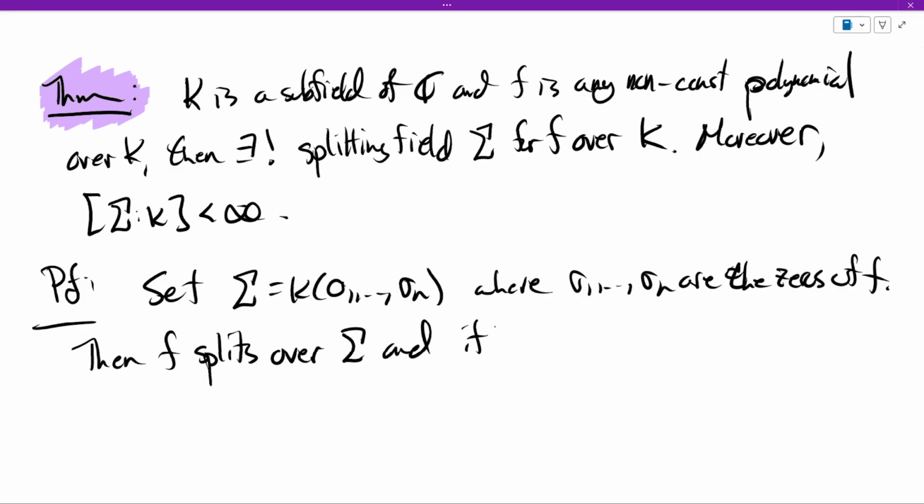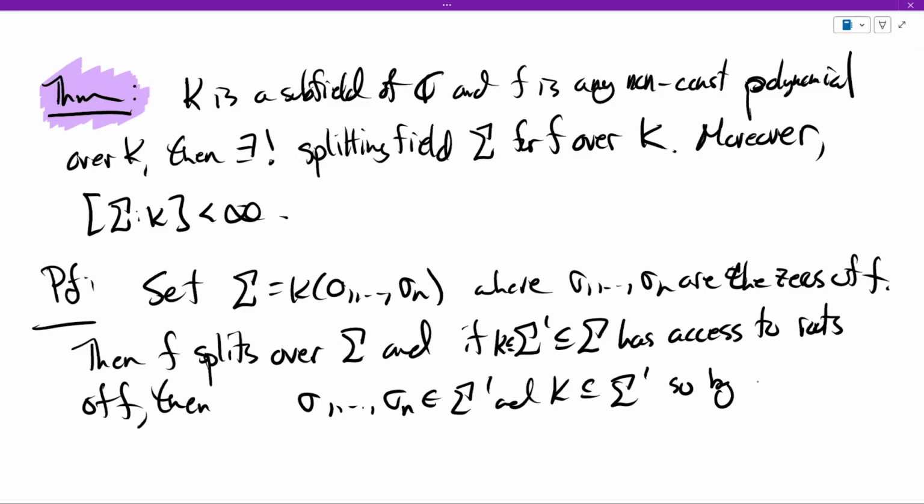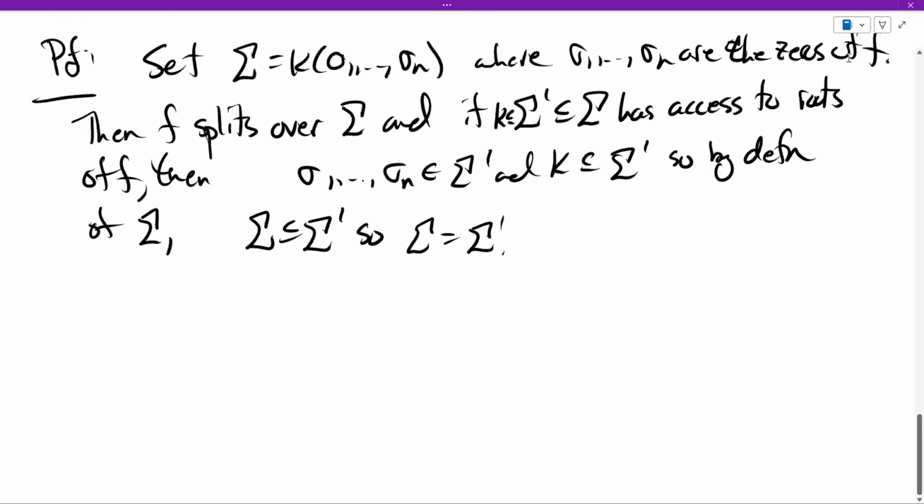And if sigma prime is contained in sigma and also has access to the roots, then K is contained in sigma prime contained in sigma. Sigma 1 through sigma n are in sigma prime, and K is a subset of sigma prime. So by definition of adjoining roots to K, we have a field, sigma prime, that has all the zeros and has K. So by the smallest condition, when we defined adjoining, sigma is also contained in sigma prime, and so sigma equals sigma prime. Okay, so that's that first part. It's a formalization of what I said in the previous video.